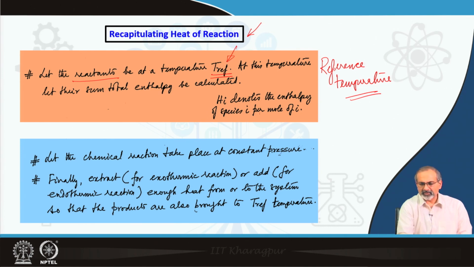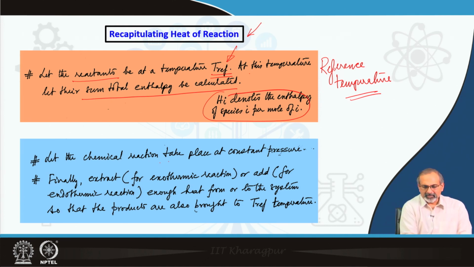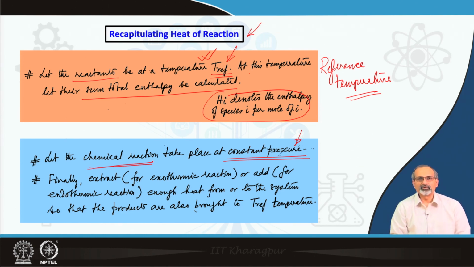At this reference temperature, first of all we sum up the total enthalpy of the reactants. If there are different species, then we call each species enthalpy level H i if it is on a per mole basis, and then we try to sum them up. Let the chemical reaction progress under constant pressure. So, in addition to holding the temperature at T ref, we also impose a condition that the reaction should progress under constant pressure conditions. There is a reason behind it, we will soon see. If you recall from your memory, you will not be surprised.